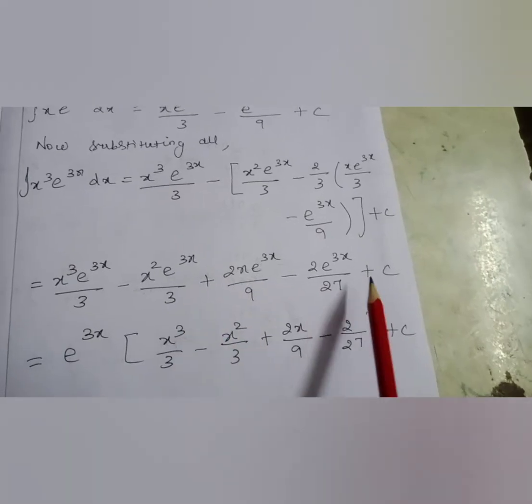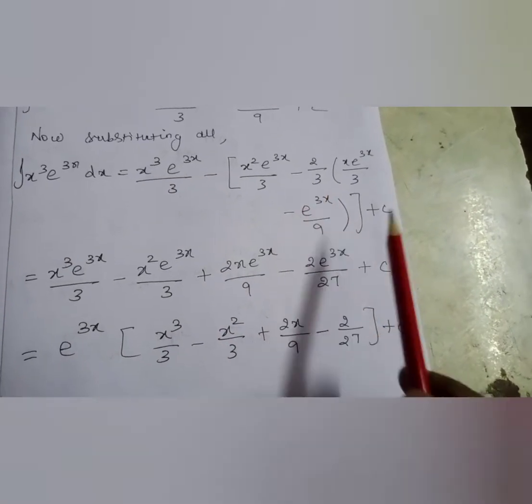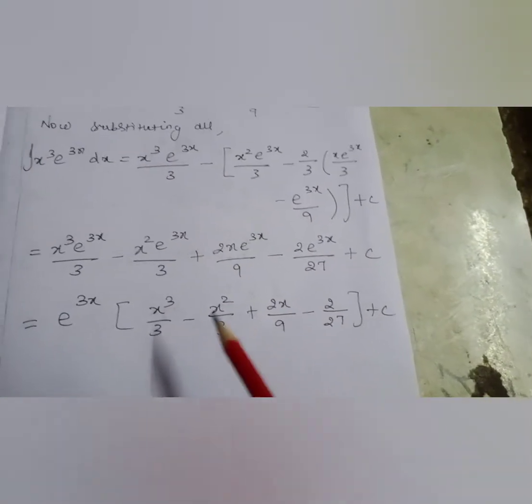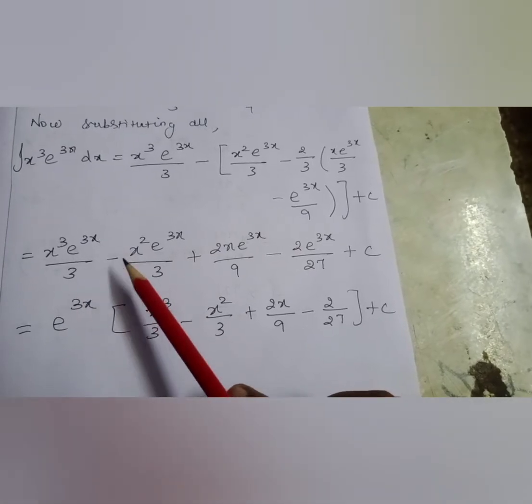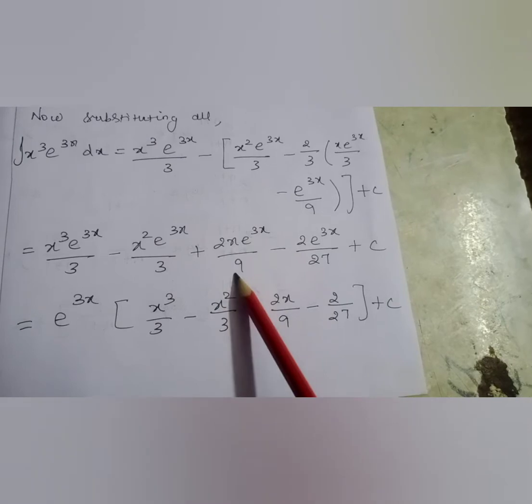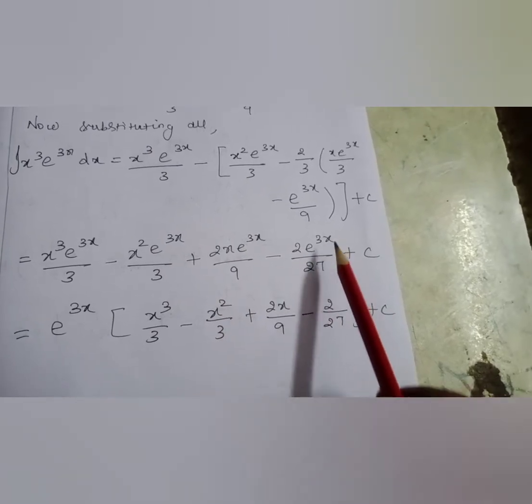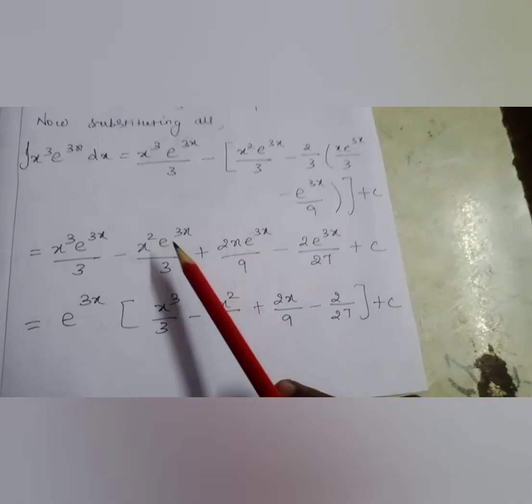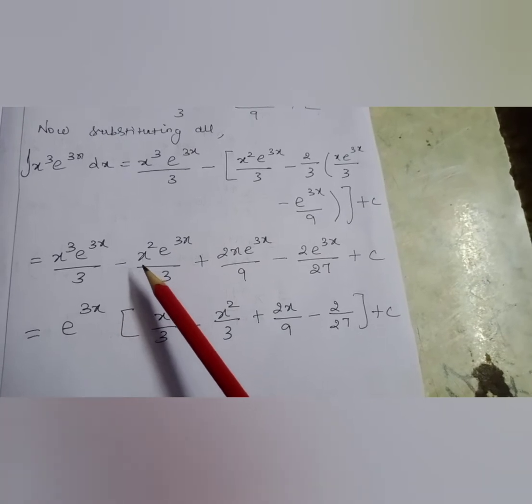So taking the sign inside and multiplying the 2 by 3 inside, I am getting the answer to be x cube e power 3x by 3 minus x square e power 3x by 3 plus 2x e power 3x by 9 minus 2 e power 3x by 27 plus c. Now if you are having any common term, you can take it outside.